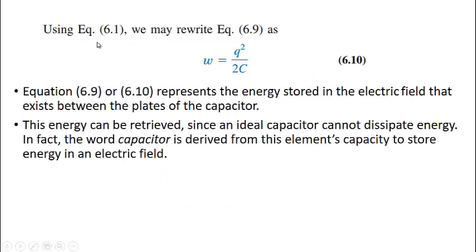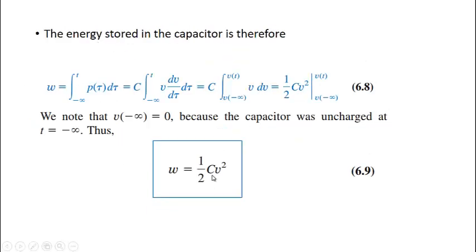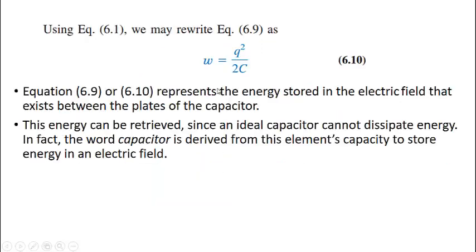Now, since we know that C is equal to Q by V, it can also be written in terms of W as W is equal to Q square by 2C. So this represents energy stored in the electrical field that exists between the plates of a capacitor. This energy can be retrieved, since an ideal capacitor cannot dissipate energy. It can be stored, and then it can be retrieved.